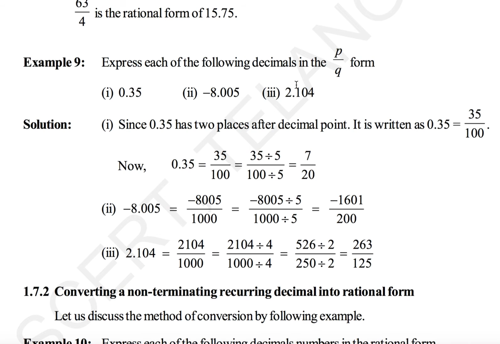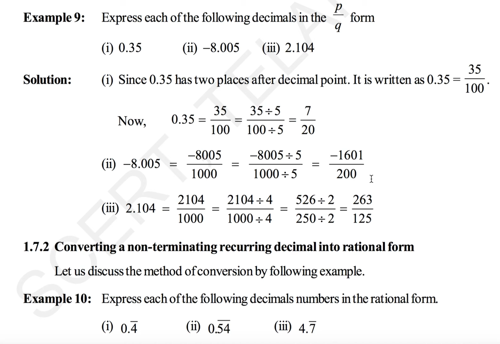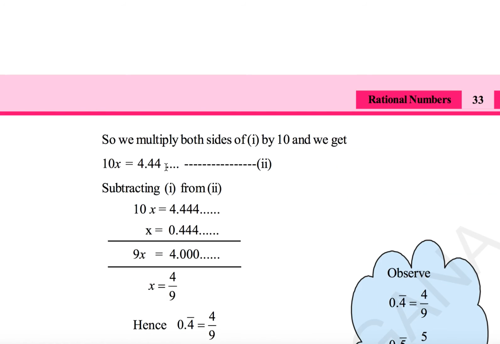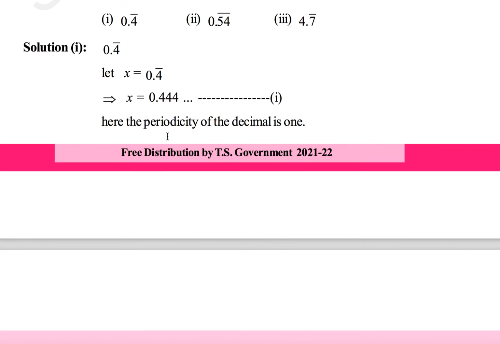And express each of the following decimals in the p by q form. Okay, 0.35 is 35 by 100 or 7 by 20. This is like this. Okay, converting a non-terminating recurring decimal into rational form. This is quite interesting. 0.4 bar can be written as 0.4444, right? Now, what is the periodicity? 1. Now, multiply it with 10, because only one digit is recurring. So, 10x is this. See, the decimal parts are equal, right?